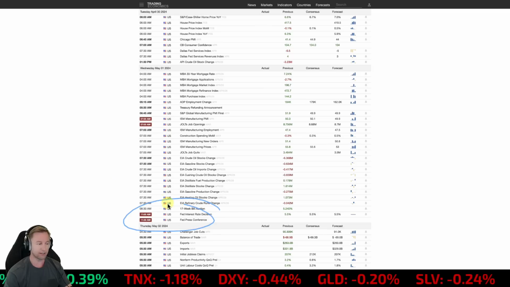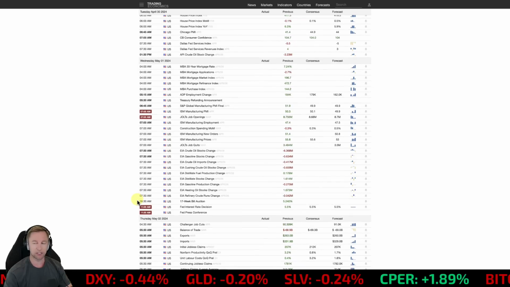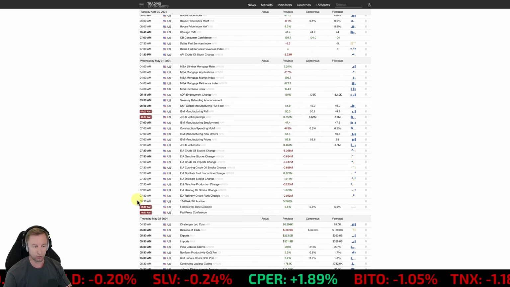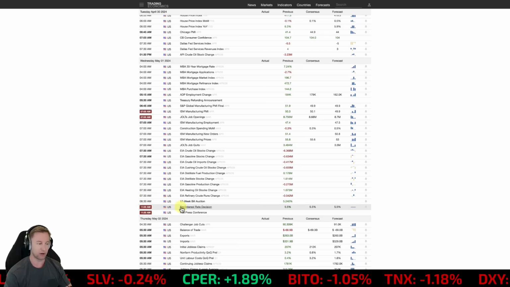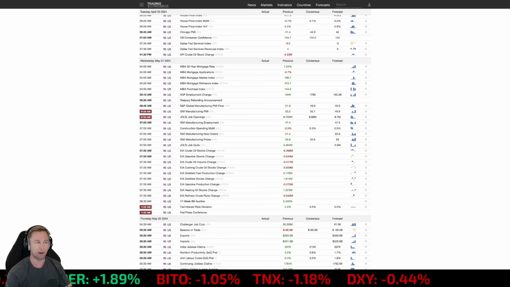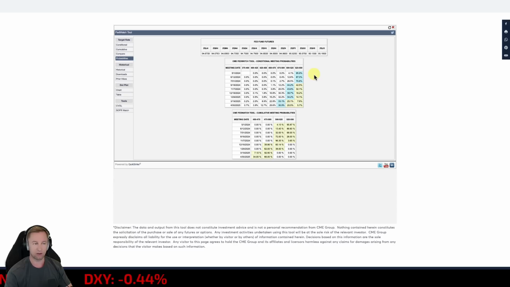Now, we're not going to get a dot plot come Wednesday, so all attention is going to be focused on the press conference and what Jerome Powell says, not only when he answers questions, but when the interest rate decision comes out. We kind of know what's going to happen, right? We know what's going to happen as far as a rate hike, rate cut, or rate pause. As it stands right now, there's a 95% probability that we're going to stay where we currently are.